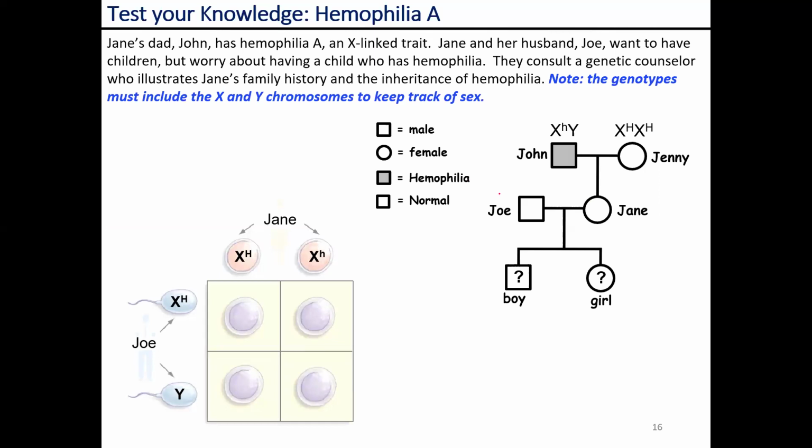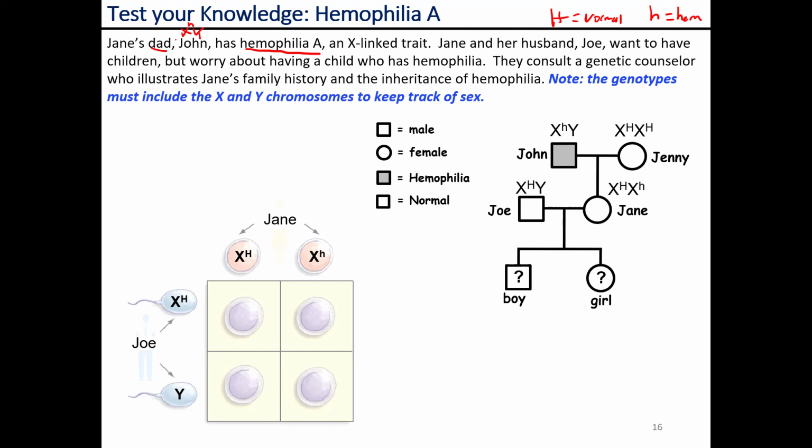We know that John, Jane's dad, has hemophilia. John is a male, so that's going to be XY, and we know that it's X-linked, so it's only showing up on the X. Since they have hemophilia, it's going to be a little h, because remember, if it's a big H, they're going to be normal, and if they have a little h, they're going to have hemophilia. So in this case, John, who's shaded, is a male, XY, and has a little h up top.